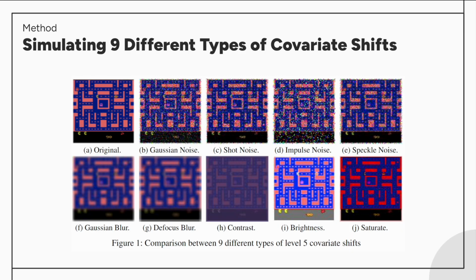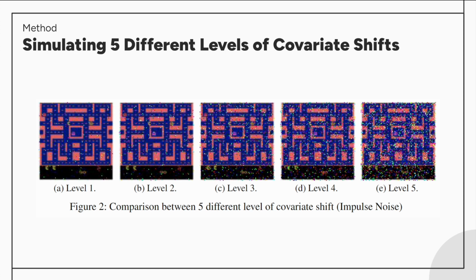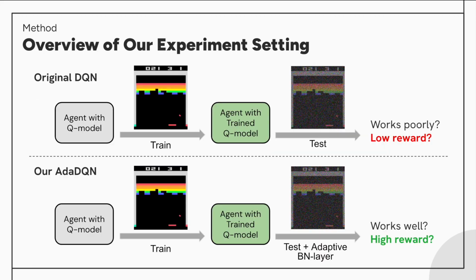These are some examples from our Pac-Man game environment with covariate shift. We generate 9 standard types of covariate shift according to previous works in this domain. For each type of shift, we also generate 5 levels of severity from weak to strong, as shown in the slide.